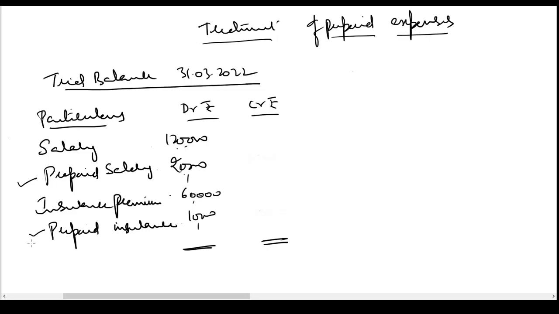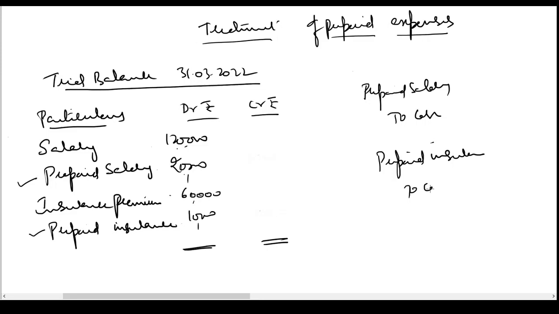That means the ledgers are already open. The ledgers have been opened because entries have been passed. What is the entry we would have passed for prepaid salary? Prepaid salary account debit to cash, and prepaid insurance account debit to cash. So proper entries have already been passed.